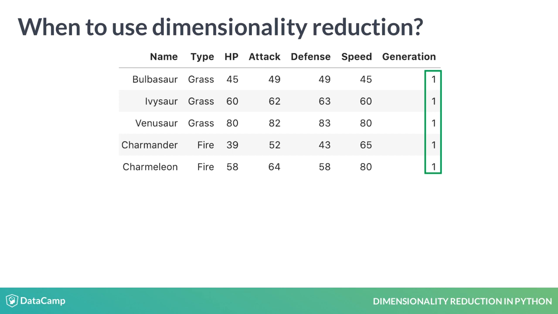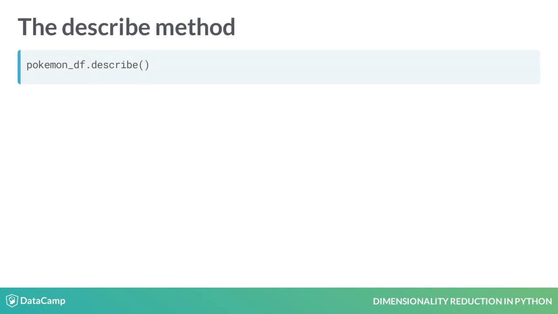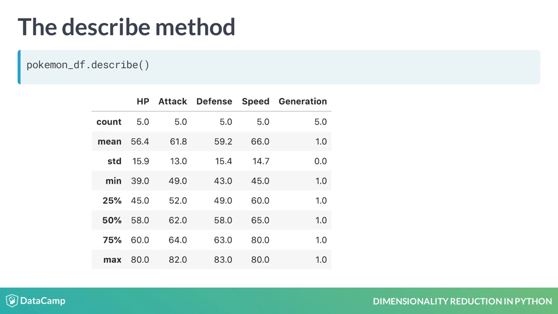To get a quick overview of which columns contain little variance, we can use the pandas data frame describe method. By default, describe gives us a number of summary statistics for each numeric column. You'll see that for our small dataset, the standard deviation of the generation column is 0, and that the maximum and minimum values are the same. By default, describe ignores the non-numeric columns in the dataset.